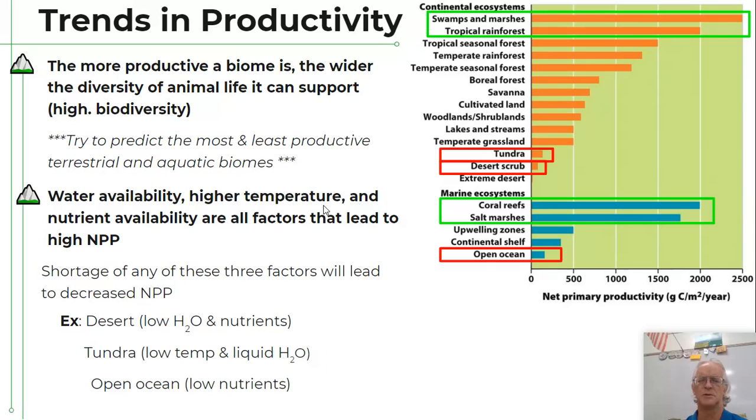Open oceans? They have no nutrients because there's not a lot there. However, of all the biomes, it has the most productivity overall, because it covers 70% of the Earth. So, even though it's a tiny bit per square meter, overall, it's quite a bit.